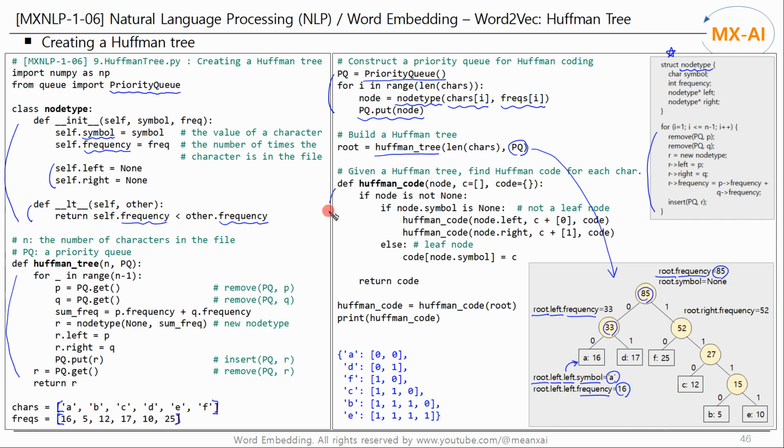Next, we traverse the Huffman tree to find the code for each character. Starting from the root node, we recursively traverse the tree until we reach all leaf nodes. The results are as follows. This matches well with the results from the example in the previous slide.